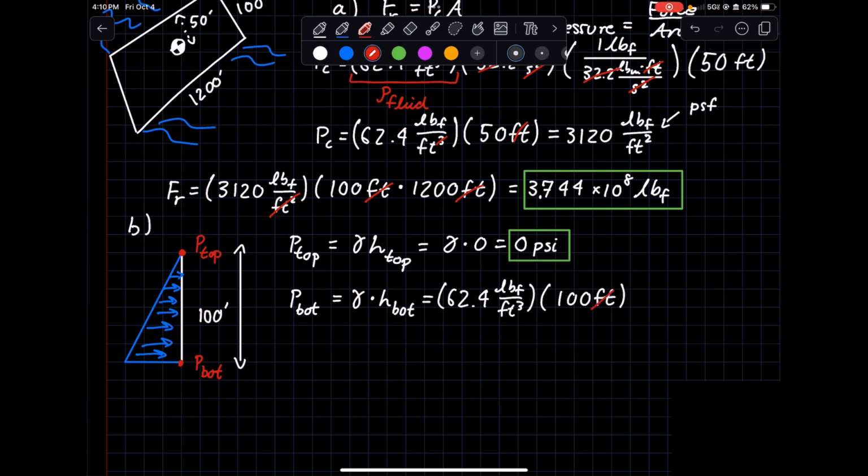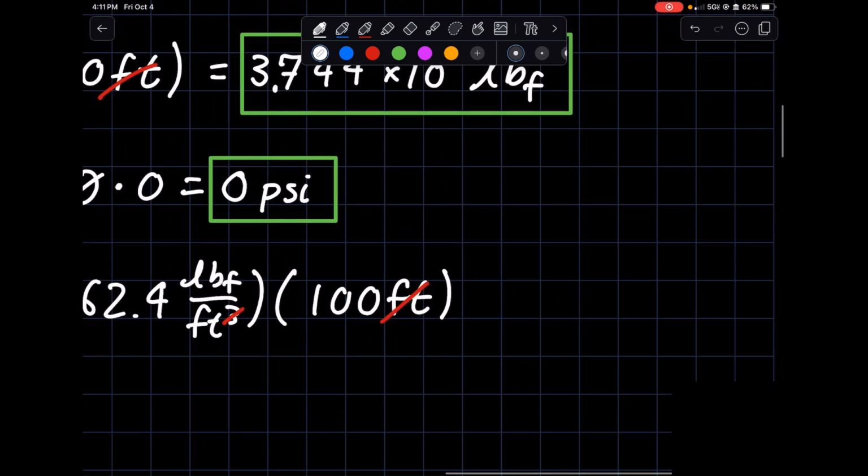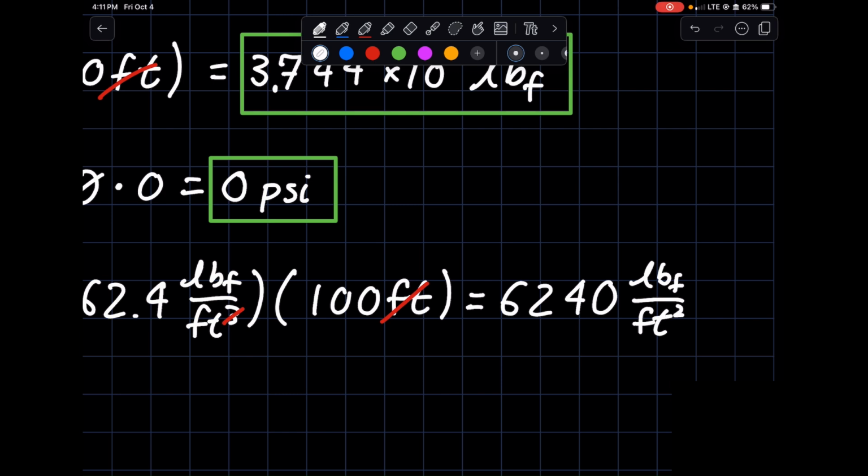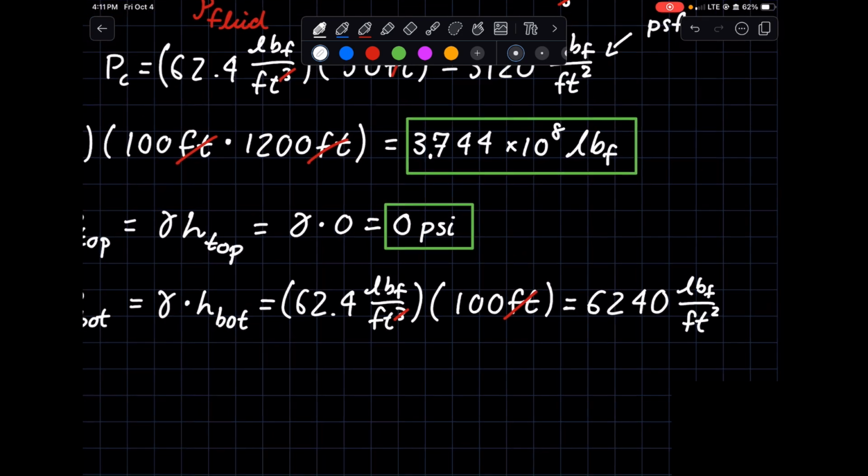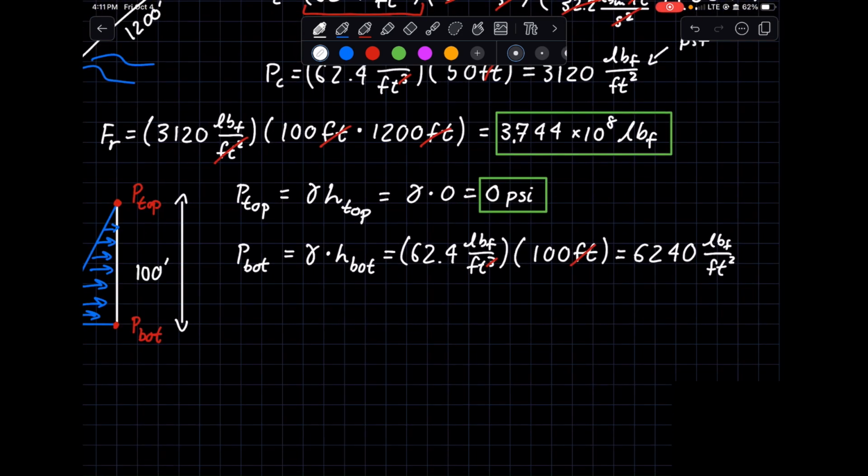We can cancel our units. We'll get 62.4 times 100. And yes, I am using a calculator for that because I'm very tired. So we have 6240 pound force per feet squared, or PSF. Now, if I want to get this into PSI to match our top pressure, we could do 6240.